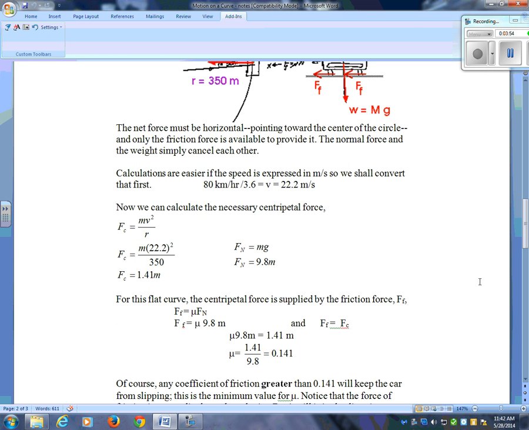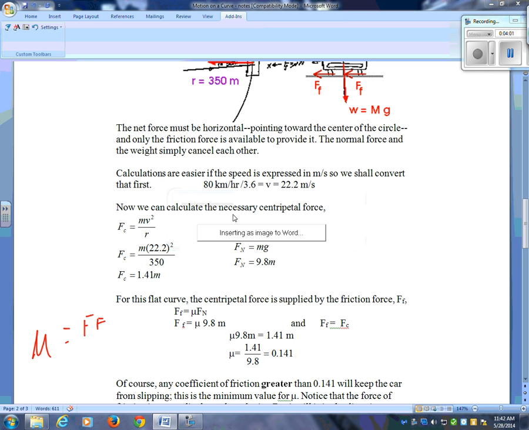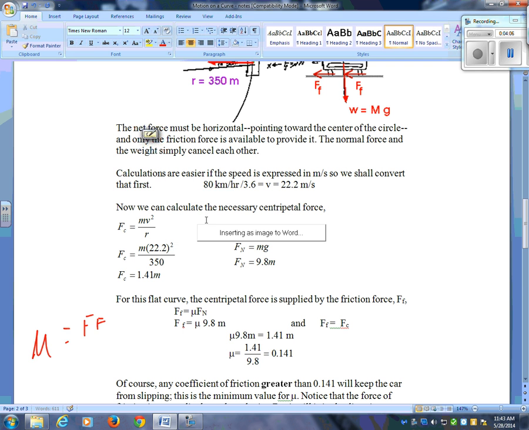You might remember mu equals Ff over Fn.